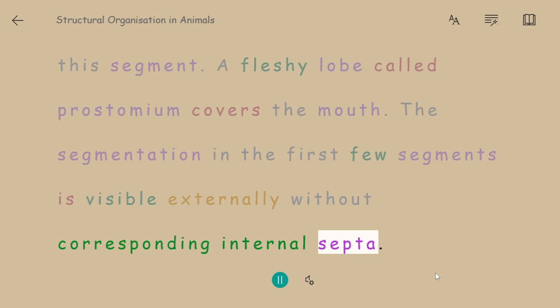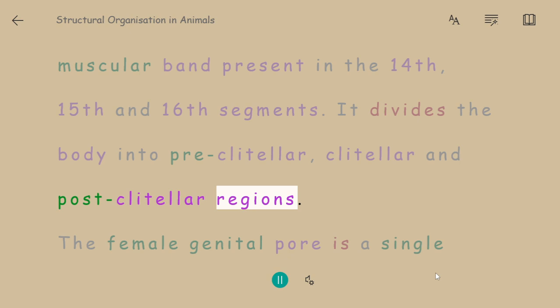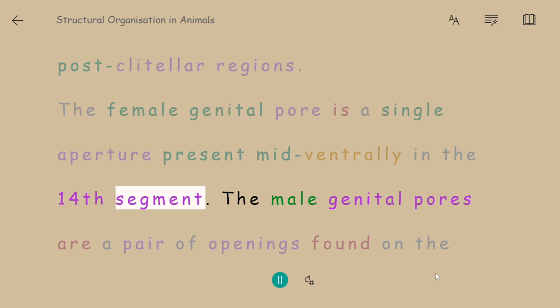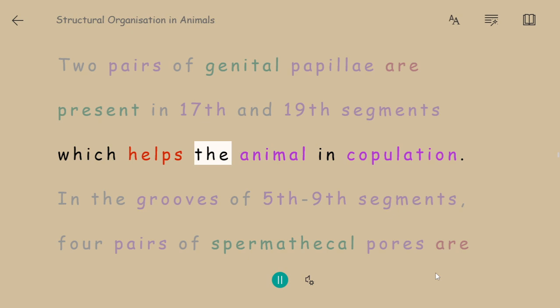The clitellum is a prominent circular muscular band present in the 14th, 15th, and 16th segments. It divides the body into preclitellar, clitellar, and postclitellar regions. The female genital pore is a single aperture present midventrally in the 14th segment. The male genital pores are a pair of openings found on the ventral surface of the 18th segment. Two pairs of genital papillae are present in 17th and 19th segments, which help the animal in copulation.